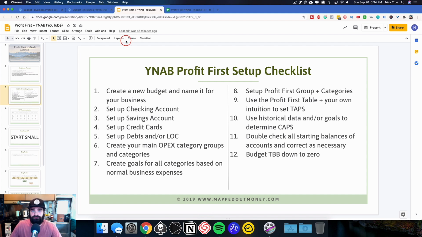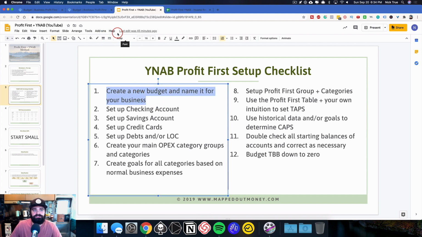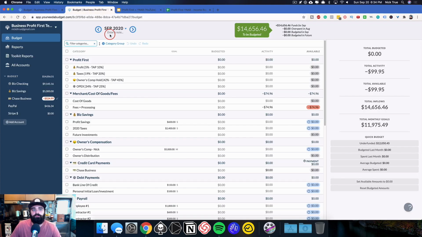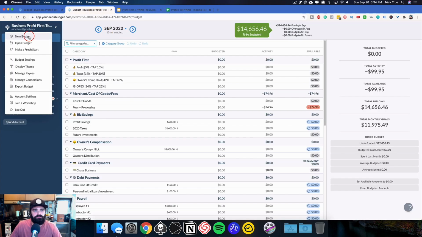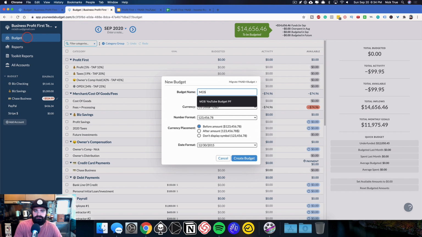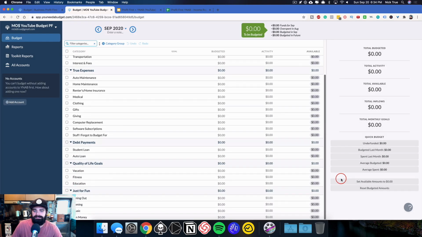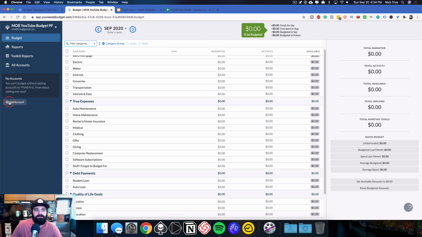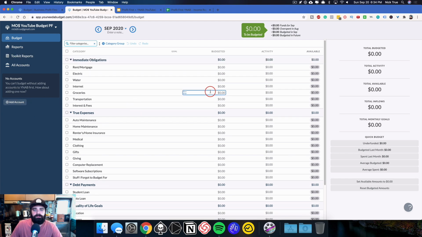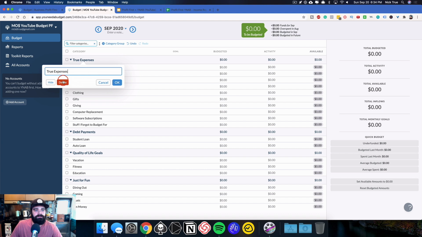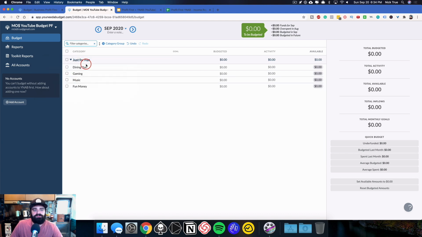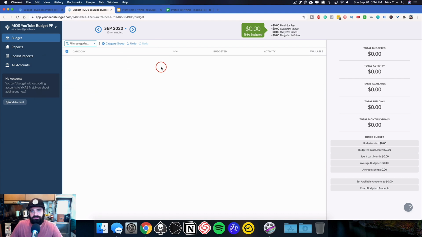All right, so the first thing you're going to want to do is create a brand new budget if you don't already have your business inside of YNAB. So we'll click in the top left-hand corner, New Budget. I'm going to call this one Mapped Out Money YouTube Budget for Profit First, and Create. And then this is going to give us a blank template based on YNAB's setup, and that we can add all our accounts in. Now, because YNAB sets everything up based on personal, you're going to use almost none of this. So out of the gate, I just go through and delete everything. And then you can add in your stuff based on what I'm going to show you here in a second.